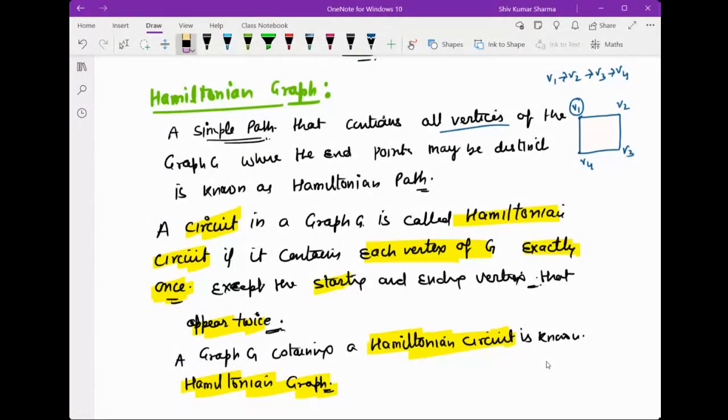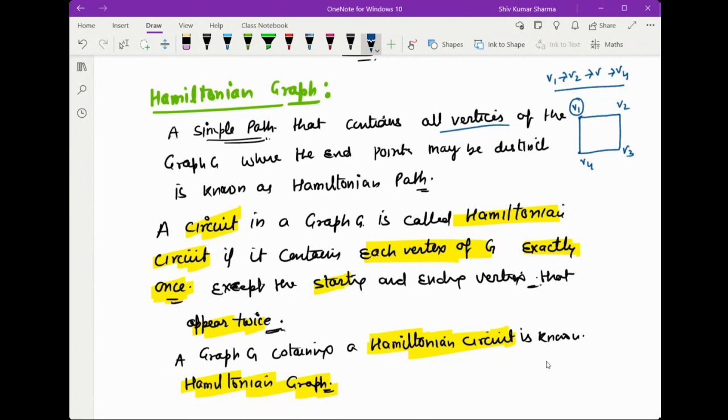So here we write the same thing. That means where the endpoints may be distinct is known as the Hamiltonian path. So this path is known as the Hamiltonian path. Now we move to the circuit.